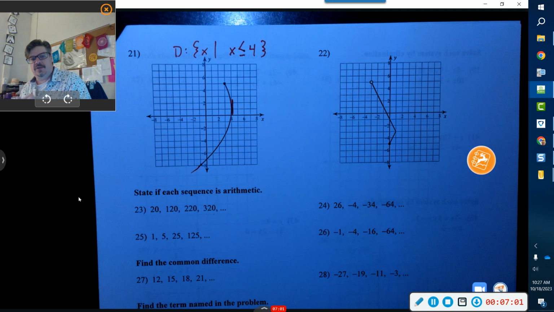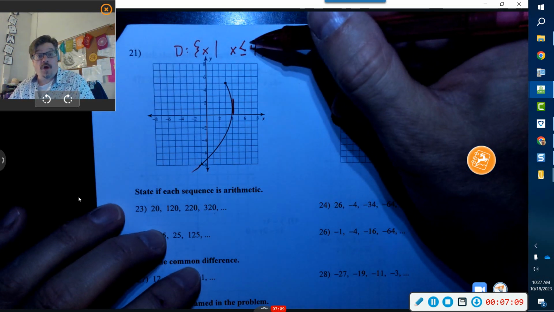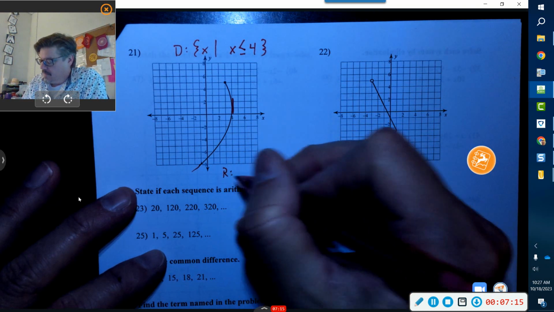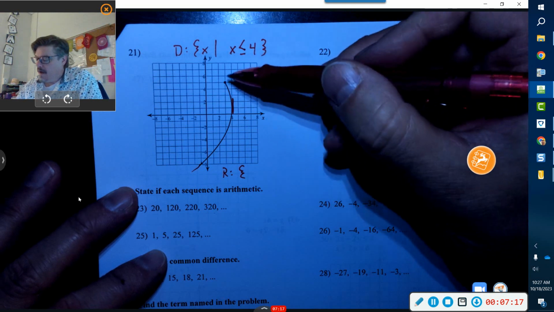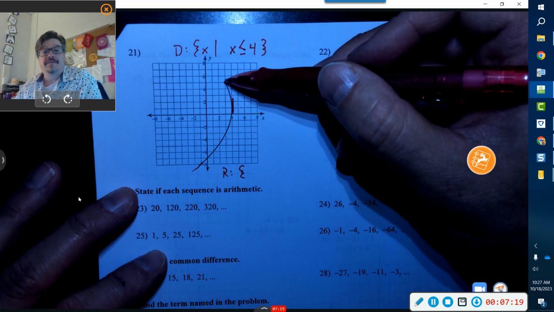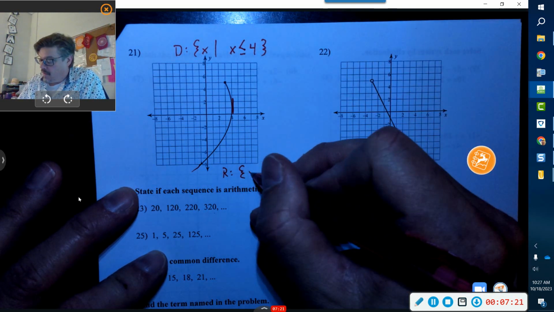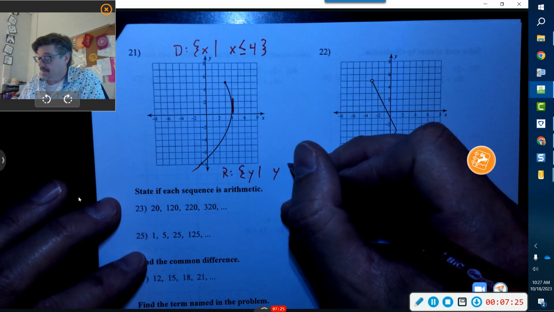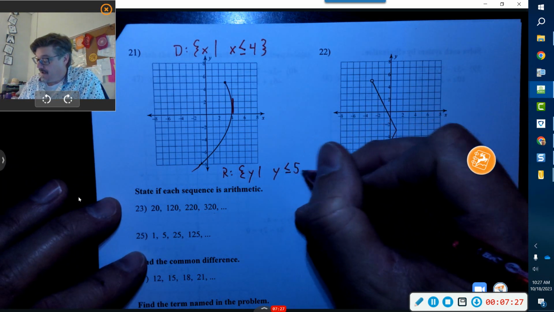In set notation, we usually don't put negative infinity and positive infinity. We will just use one inequality because we're just saying all the way to the left. Okay, then the range would be everything from positive 5 down. So we want the y such that y is less than or equal to 5.